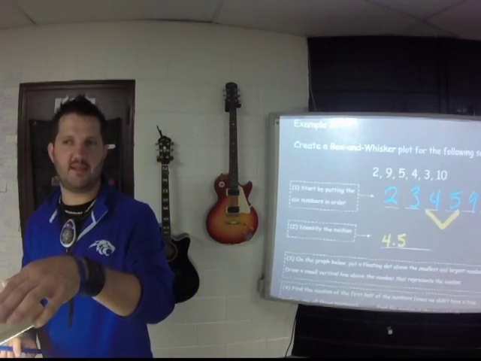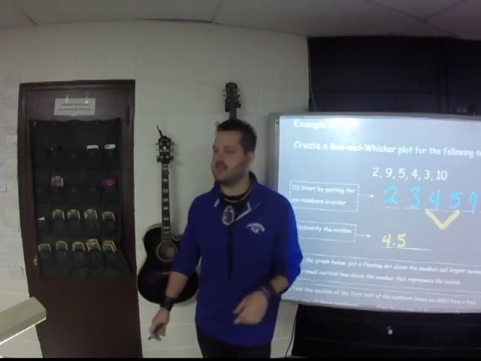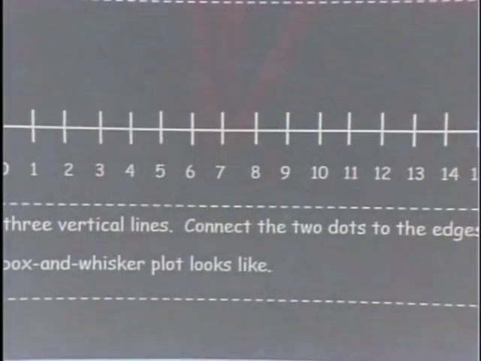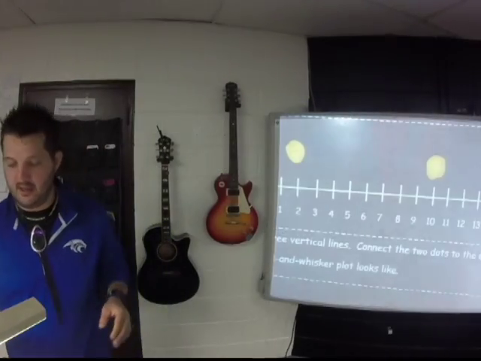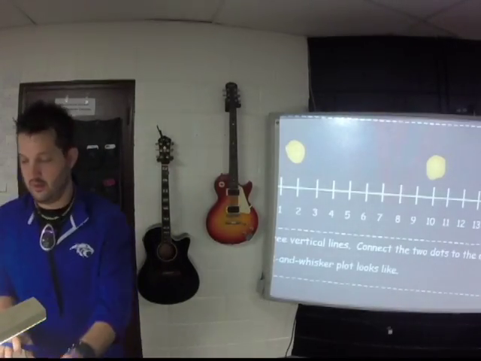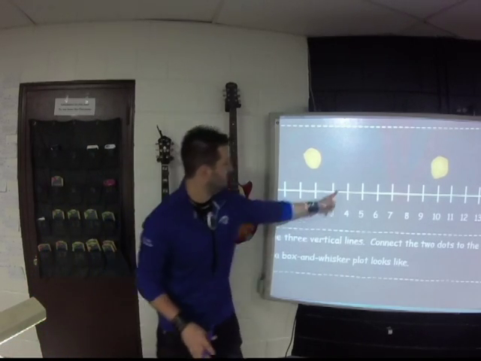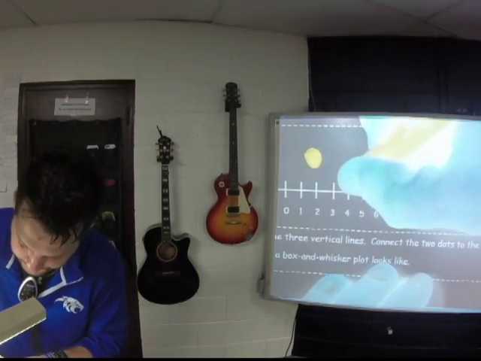Now let's go make our plot. First, we're going to put dots above what 2 numbers? 2 and 10. Give me floating dots above 2 and 10. I got my floating dot above 2. I got my floating dot above 10. The median is 4.5. What goes on the median? A line. Now it's 4.5, so let's go right here with a floating vertical line.